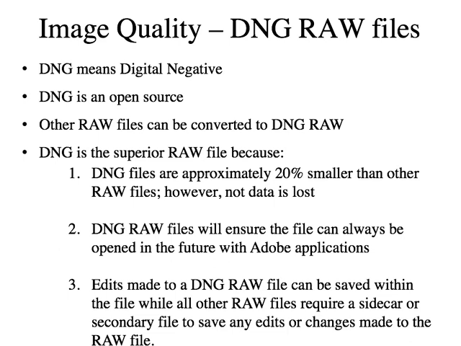DNG files are approximately 20% smaller than other RAW files, however, no data is lost. DNG RAW files will ensure the file can be opened in the future with Adobe applications. Edits made to a DNG RAW file can be saved within the file, while other RAW files require a sidecar or secondary file to save any edits or changes made to the RAW file. We will talk more about DNG files when we begin image editing later in our course.